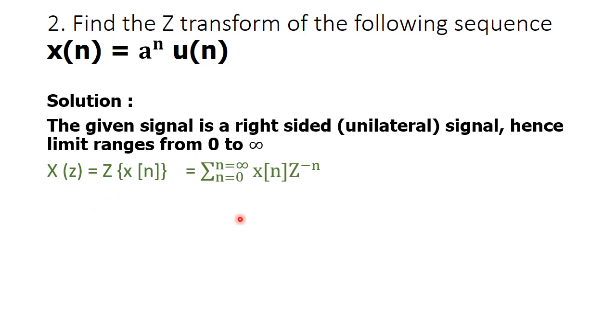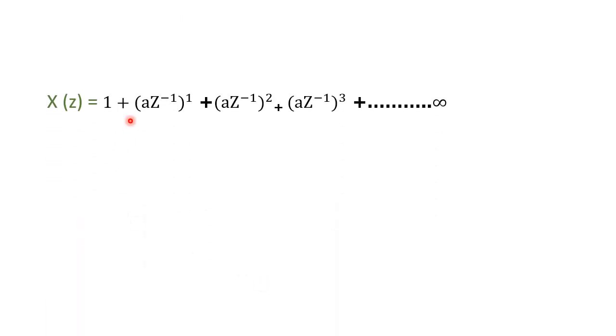So the formula for Z transform X of z is taken as unilateral transform summation n equal to 0 to infinity x of n z power minus n. Now we will substitute the value of x of n. So instead of x of n we have written a power n into z power minus n. Now taking n common we get a z power minus 1 the whole power n. When we substitute the value of n as 0, 1, 2, 3 we'll get 1 plus a z power minus 1 whole power 1, a z power minus 1 whole power 2, a z power minus 1 whole power 3, goes on like this.